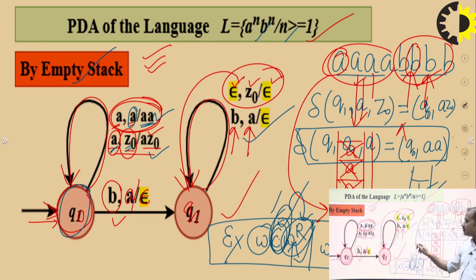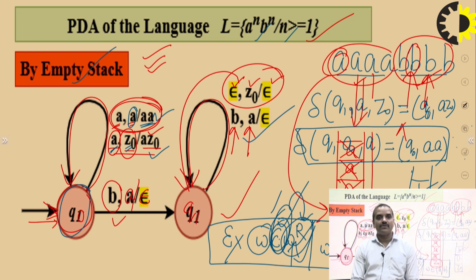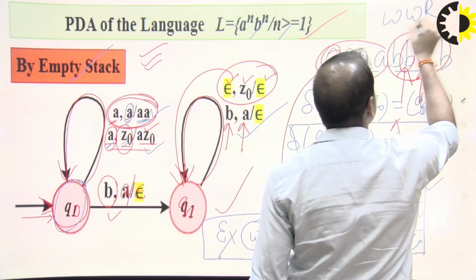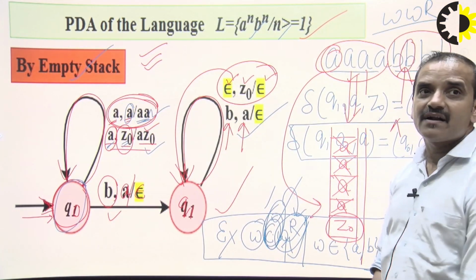This is a similar question to this. Like this, there are numbers of questions which we have to discuss here. The next question is W W power R. That is the case of NPDA. Here, the middle term is not identified.